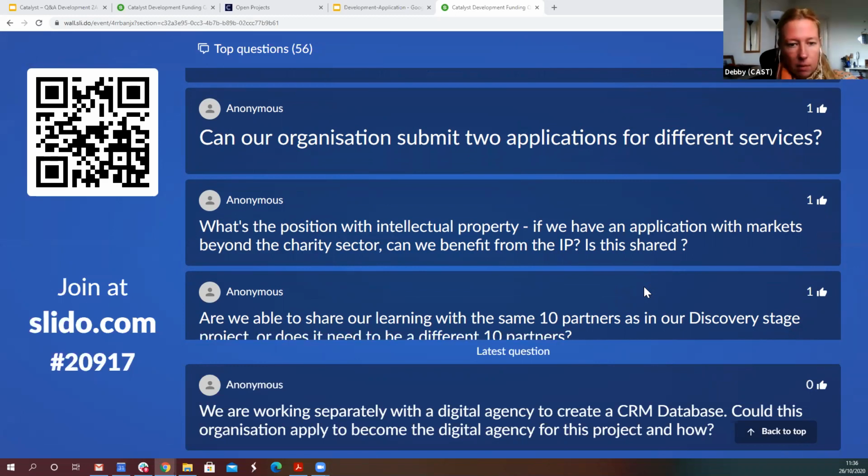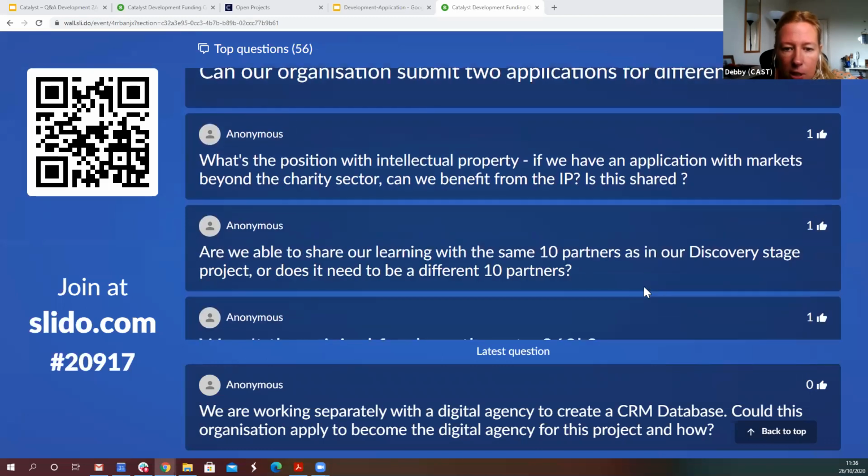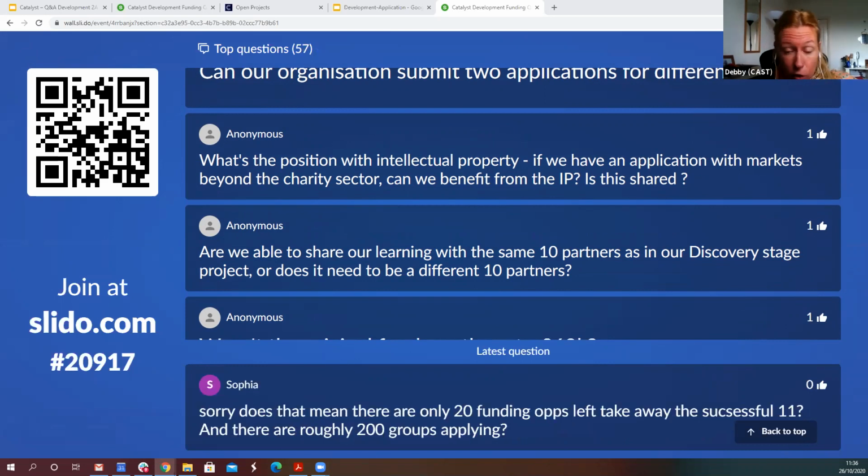Intellectual property. What's the position with intellectual property if we have an application with markets beyond the charity sector? Can we benefit from the IP? Is it shared? Yes, so at the moment it's open. You don't own any new IP or code that you design as part of this funding. If you build something on top of what already exists, of course, if you own that IP, that code, then that is yours. But anything add-on, we will want to share.